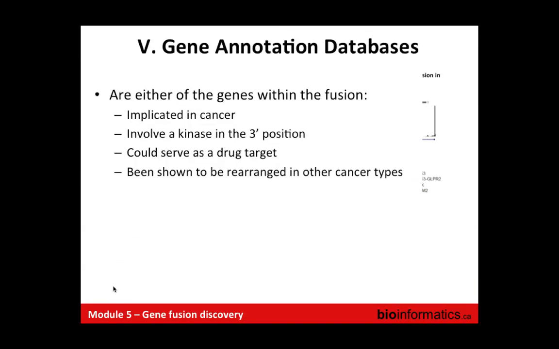So gene annotation databases, we mentioned this briefly, basically ask: are either of the genes within the fusion interesting in terms of cancer? Are they involved, do they involve a kinase in the 3' position, following the pattern of BCR-ABL? Could they serve as a drug target? Have they been shown to be rearranged in other cancer types? So when we get our final list of predicted fusion partners, we usually go through this exercise of saying, are they cancer genes? Are they thought to be or known to be druggable? And searching the literature and some databases to see if they've been previously implicated as rearranged.